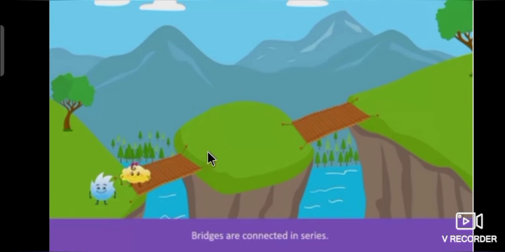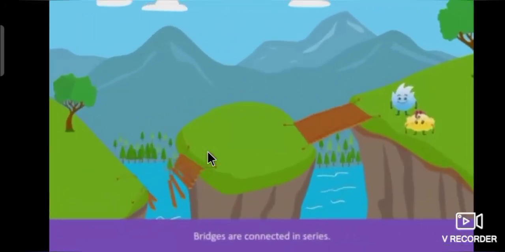Here, we see bridges connected one after another. We will cross easily. But if a bridge collapses, we are not able to cross. This is the disadvantage of series circuit, and it is not preferred in our homes.